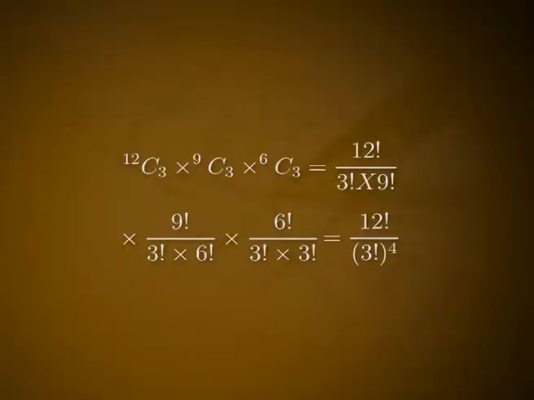Thus, the total number of ways the 4 packets are made ready is 12C3 into 9C3 into 6C3 equals 12 factorial by 3 factorial into 9 factorial into 9 factorial by 3 factorial into 6 factorial into 6 factorial by 3 factorial into 3 factorial equals 12 factorial by 3 factorial raised to 4.